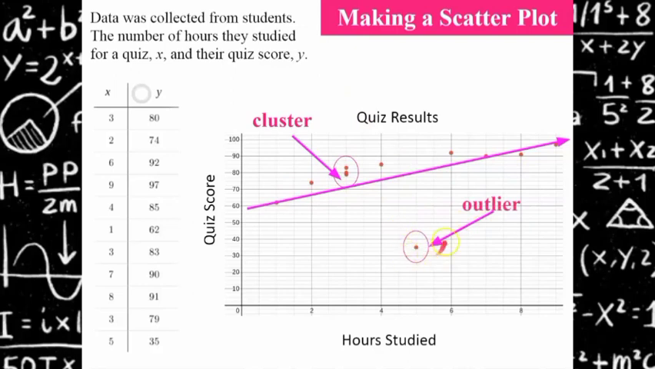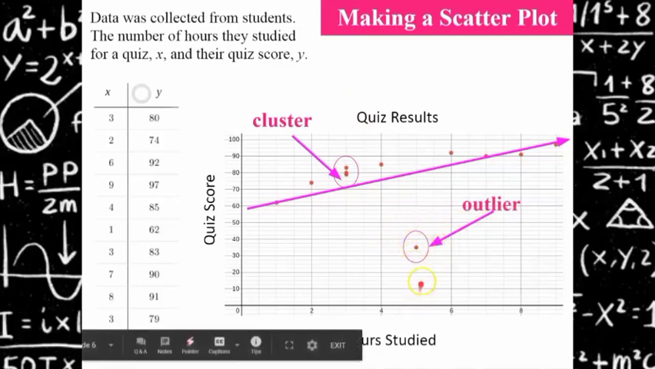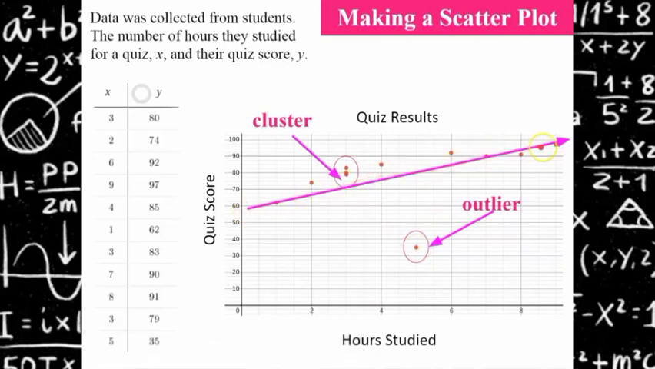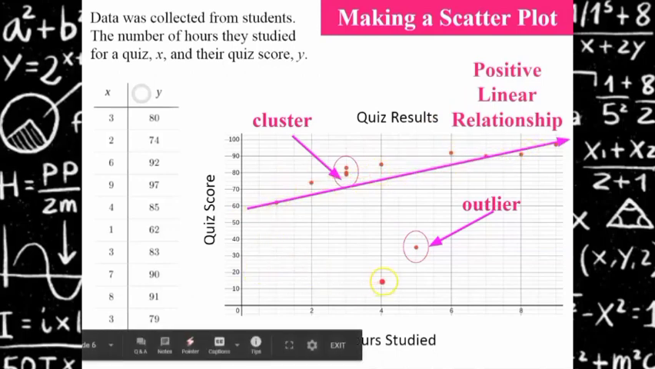You can see I have an outlier here. Somebody studied 5 hours and scored a 35, but everybody else was pretty much right along here. And you can see that this is trending in a positive linear relationship. So I can conclude that the more hours that are studied, the higher your quiz score will be.